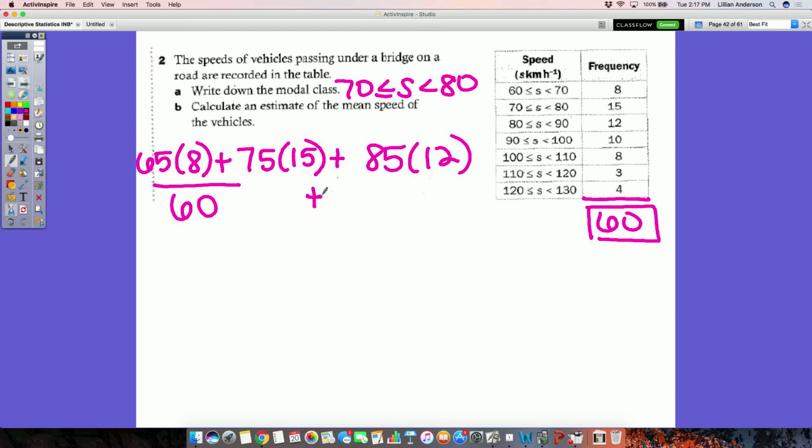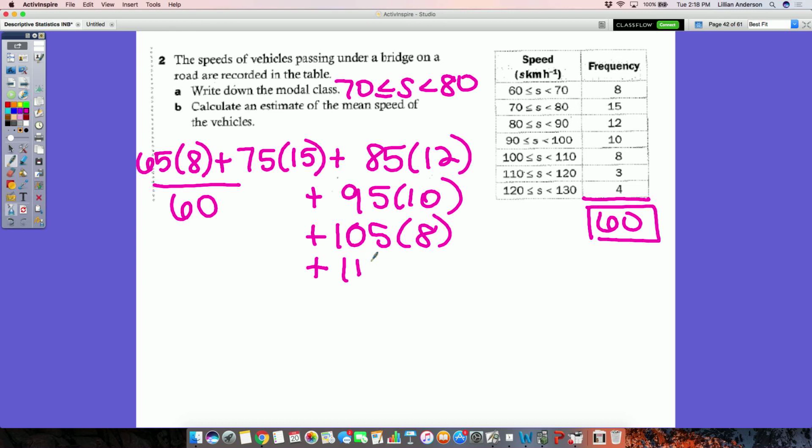What's the next midpoint? The next midpoint. Keep going. And the last one? That's going to be my numerator. This is how we show our work here, folks. This is how we show our work.